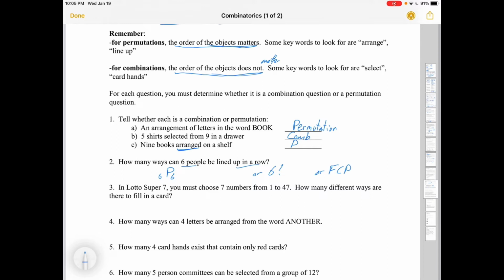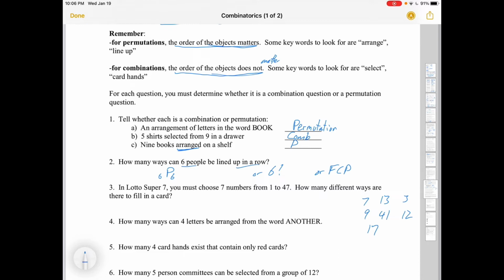But definitely order matters. In Lotto Super 7, you must choose 7 numbers from 1 to 47. How many different ways are there to fill in a card? Say you're going to choose the numbers, I don't know, my lucky number 7, and you're also going to choose 13 and 3 and 9 and 41 and 12 and 17. Maybe you've never played Lotto Super 7 before. That's fine. That's probably a good thing.